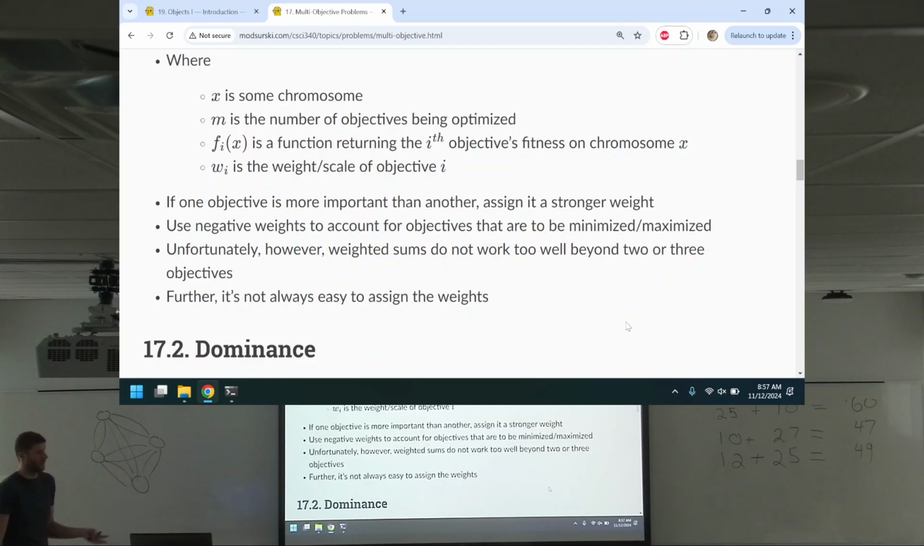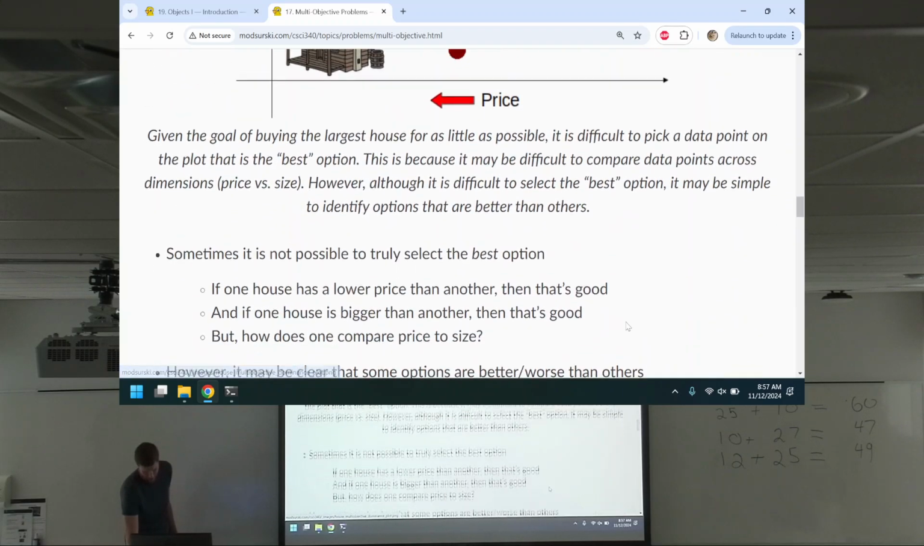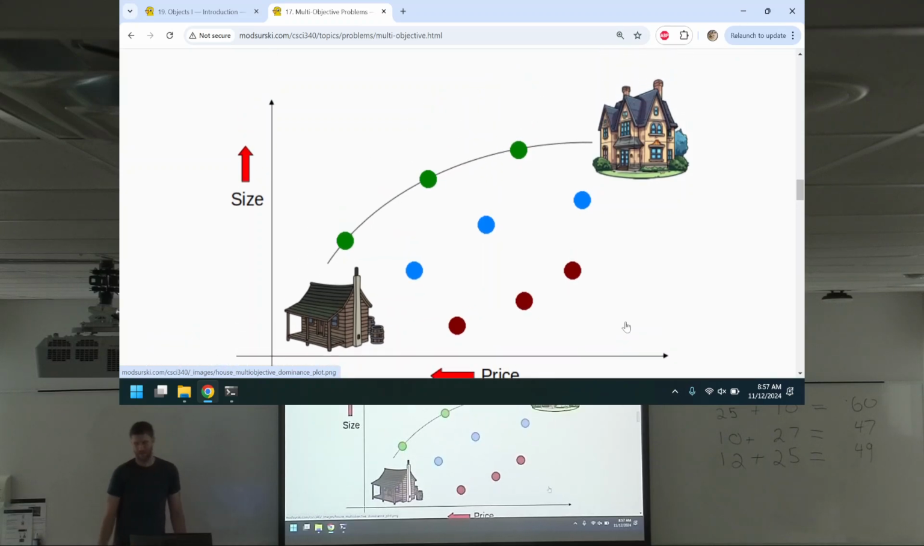Some of the most obvious is sometimes it's hard to pick the weights. How much do you really care about one over the other? How many dimensions do you really have? I don't really know. And some of this is in the eye of the beholder. How much does one person value one thing over another person value that thing? Is the problem clear? Yeah, it's not always easy to assign weights. So instead we have something called dominance.